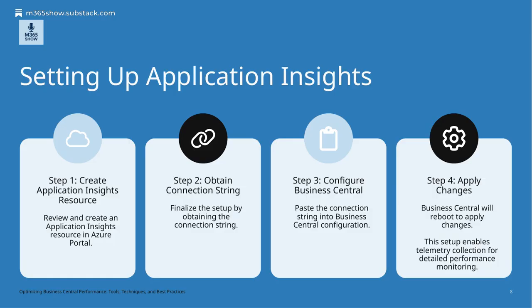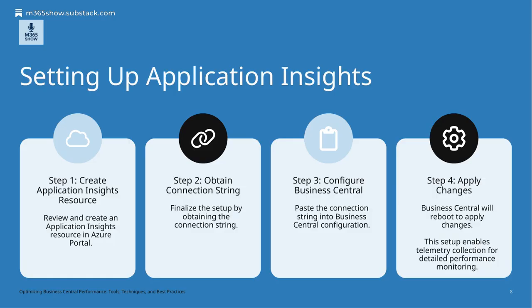Doing this correctly ensures that our system can establish the connection and start sending telemetry data. After applying these changes, Business Central will automatically reboot to finalize the setup. This reboot is necessary for the new configuration to take effect properly. The main benefit of this setup is that it enables us to collect detailed telemetry data. This data is invaluable for monitoring performance, diagnosing issues, and optimizing the overall health of our Business Central environment. By integrating Application Insights, we are taking a proactive approach to performance management, which ultimately leads to a more reliable and efficient system.